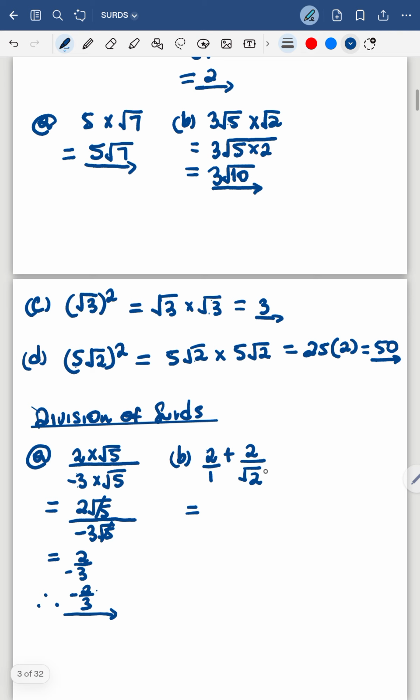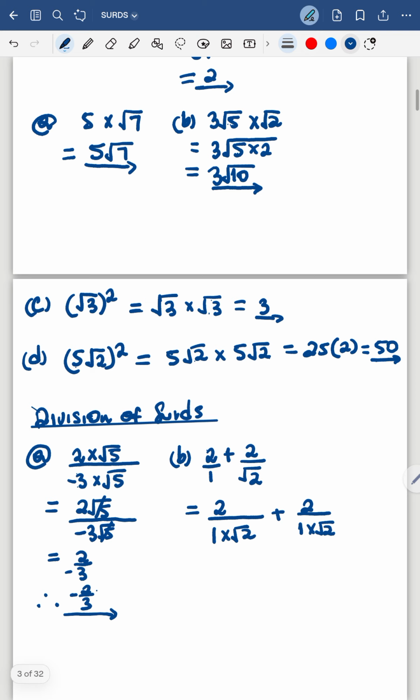So I'm going to multiply by root 2 here. 1 multiplied by root 2 plus, then I'm going to multiply by 1 on the left hand side. You see now our denominators are the same, because I took this 1 and multiplied by root 2 here, then I took this root 2 and multiplied by 1.